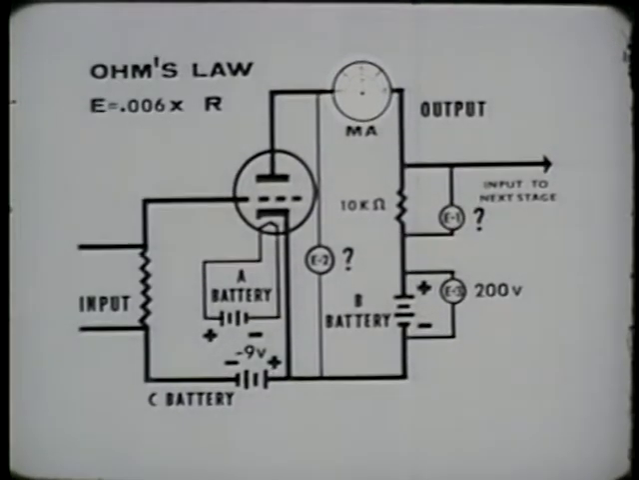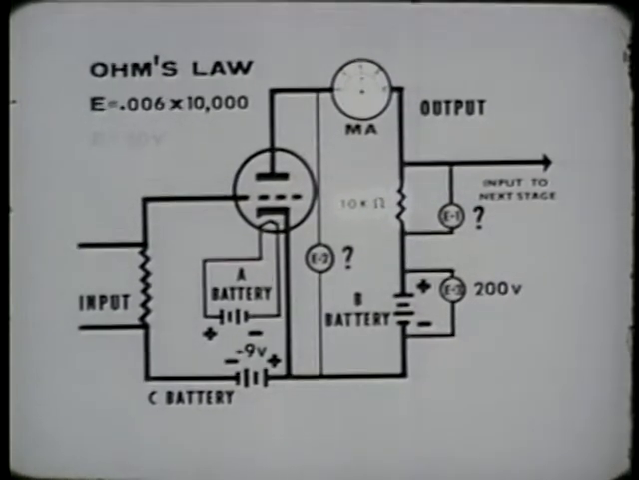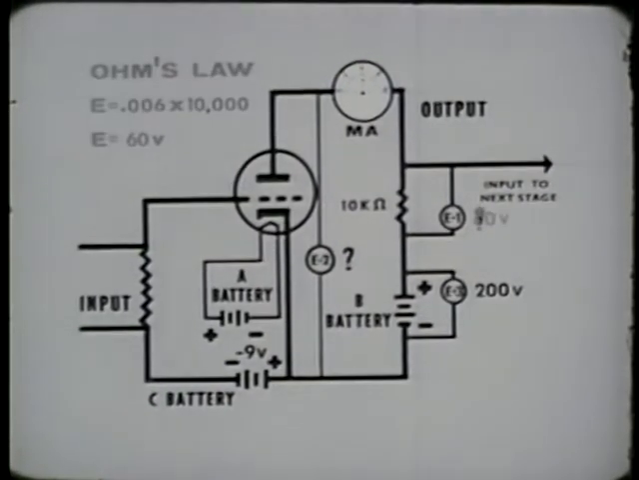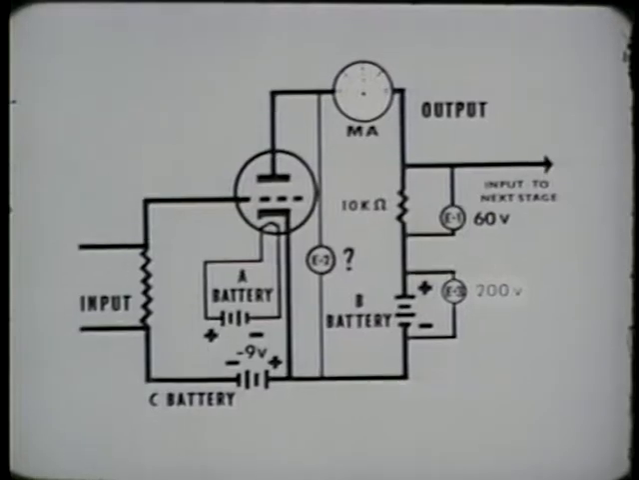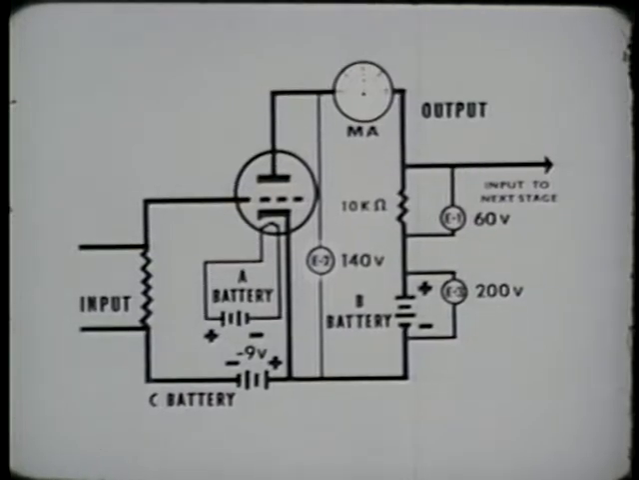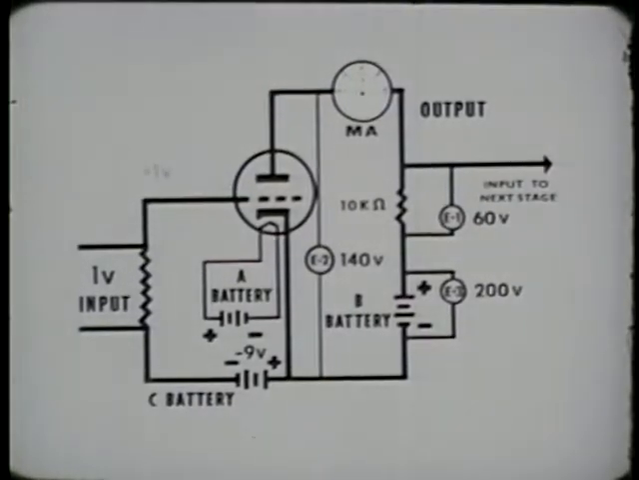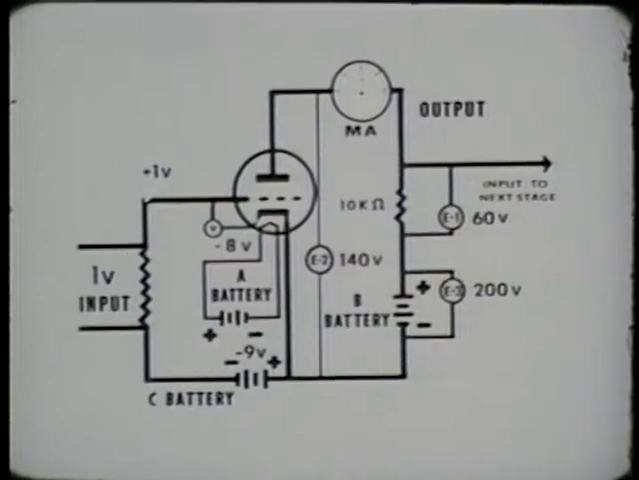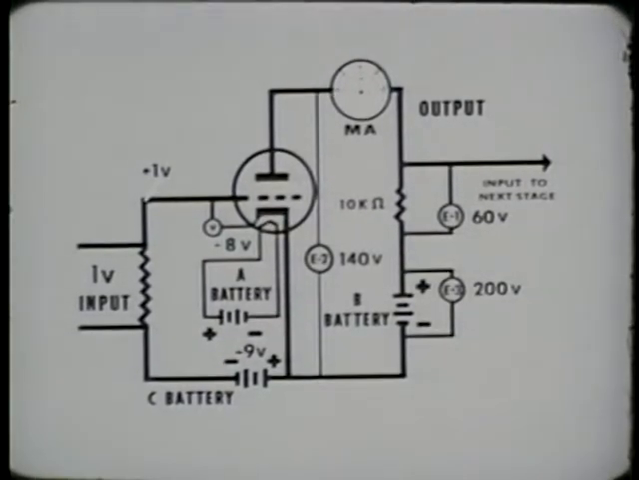Using Ohm's law, we find that if we have 6 milliamperes of current flowing through a 10,000 ohm resistor, there is a 60 volt drop across the load. Subtract this 60 volts from the supply voltage of 200 volts, and we find that the difference in potential between the plate and cathode is 140 volts. When the positive portion of the signal reaches a peak of 1 volt, there is a difference of potential between grid and cathode of minus 8 volts. This is found by subtracting plus 1 volt from minus 9 volts.